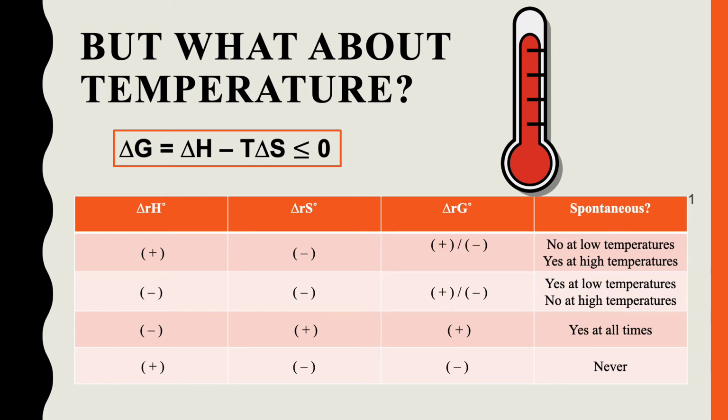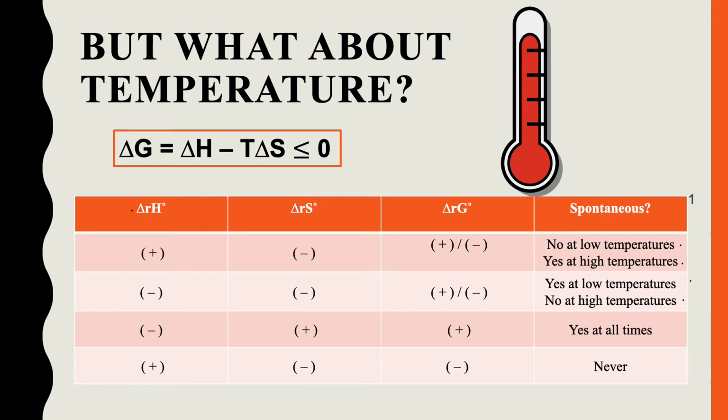So first, when we're looking at our enthalpy, if we have a positive enthalpy with a negative entropy, the reaction has the potential to be either spontaneous or non-spontaneous depending on the temperature. So it won't be spontaneous at low temperatures, but it will be at high temperatures. If we have a negative enthalpy and a negative entropy, again we have the same possibility but just inverted from the first one. So it will be spontaneous at low temperatures and it will not be at high temperatures.